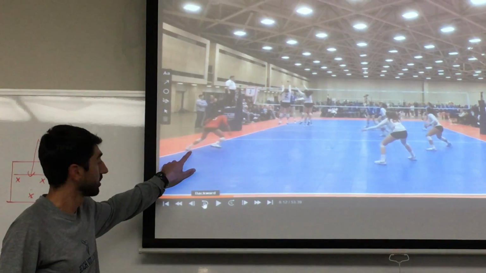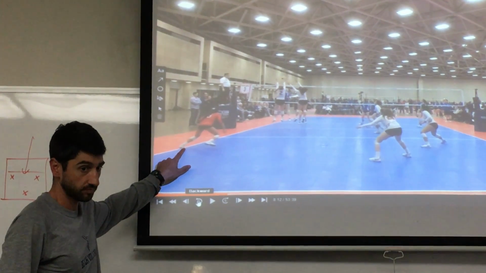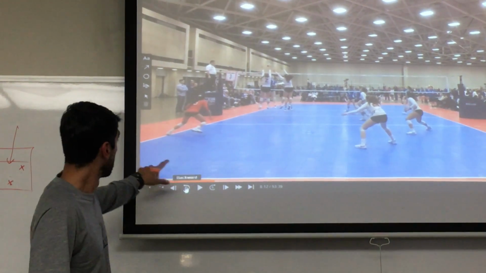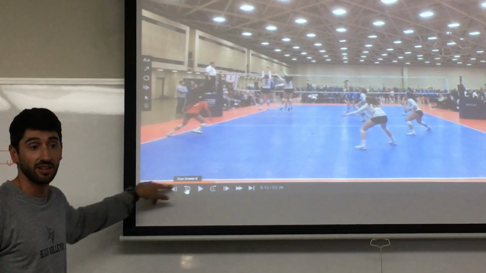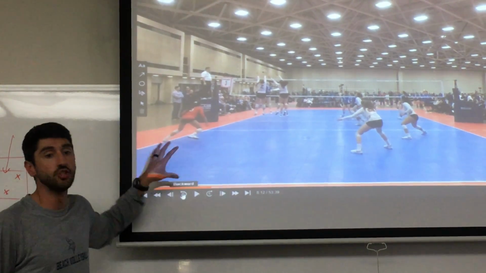She was trying to prevent the line in case the hitter hit line. Yeah, if the hitter hit line, who's protecting back here? The middle back. Right? So the idea is nobody.